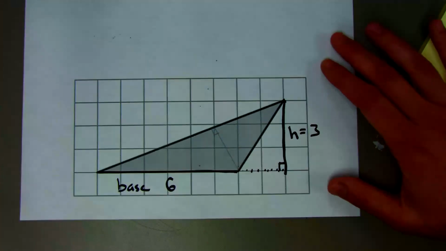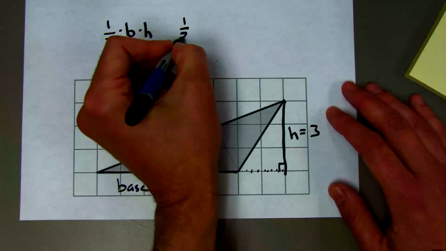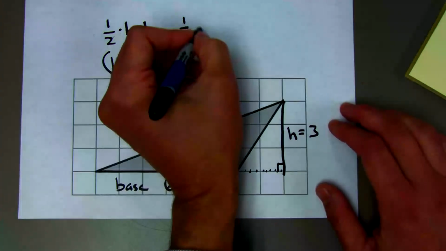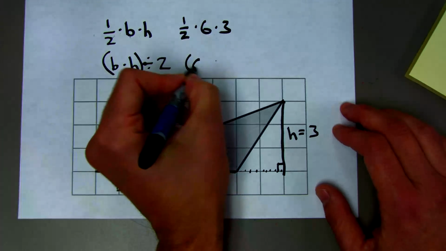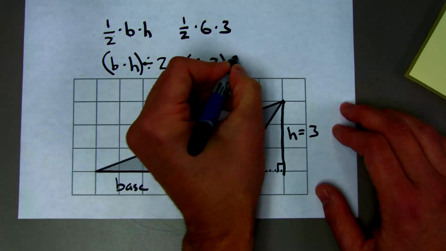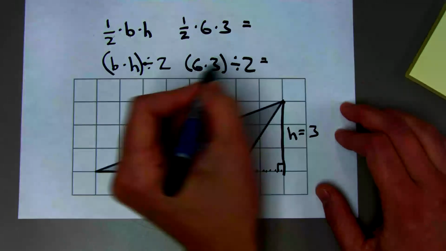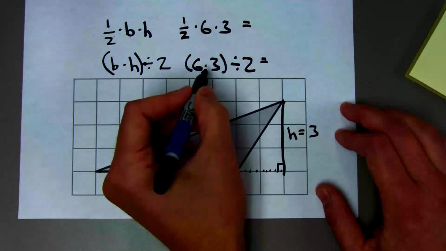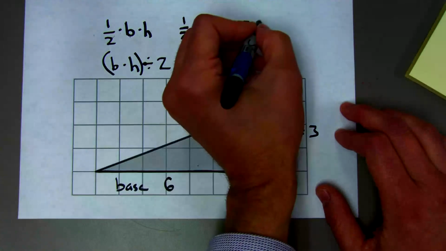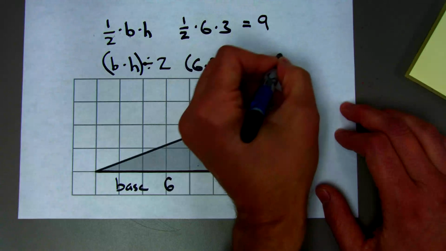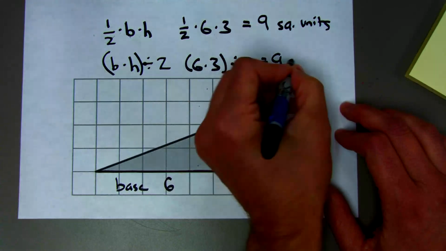So let's plug that into our formula. Here we have 1/2 of 6 times 3, or 6 times 3 divided by 2. Remember, these are the same thing. 6 times 3 is 18 in both situations. 18 times 1/2 is the same as 18 divided by 2, which is 9. 9 square units in both situations.